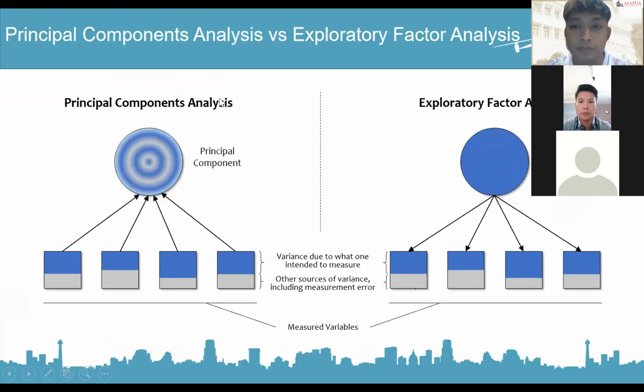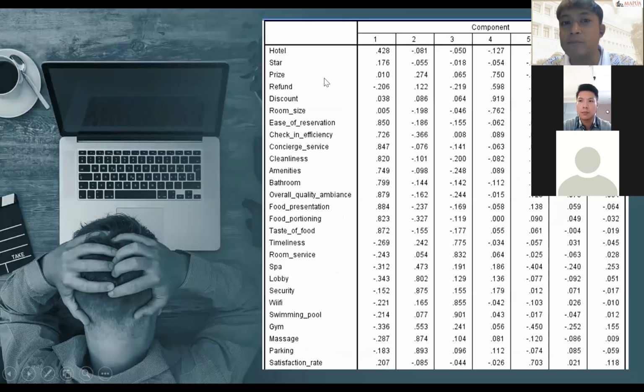Later on, it will be like this. You have so many variables. Usually in research, you have this kind of data, hotel data: the refund, the ease of reservation, cleanliness. This is typical of social science data and service data. Then you try to reduce, deciding which one goes to which group and how many factors, based on the nature. So here, you can use exploratory factor analysis.